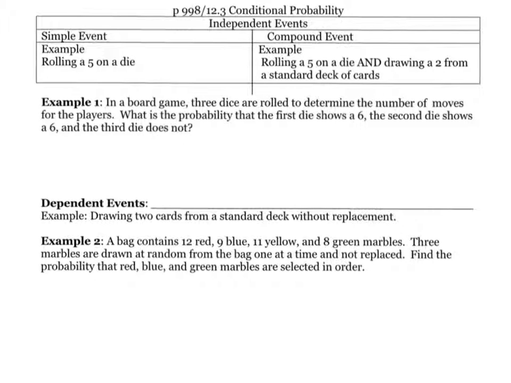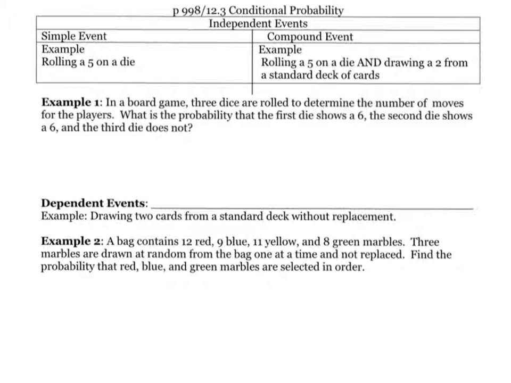When we're looking at independent events, these are events that can be either simple or compound. A simple event is rolling a 5 on a die. A compound event is rolling a 5 on a die and drawing a 2 from a standard deck of cards. So something that's compound, you're actually doing more than one thing. Something that's simple, you're just doing one thing.